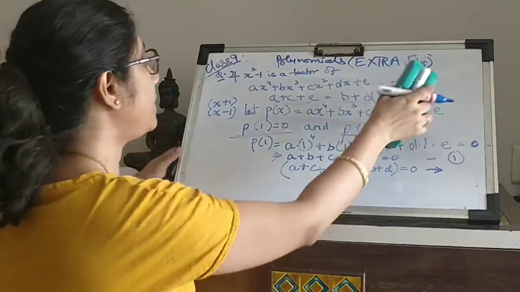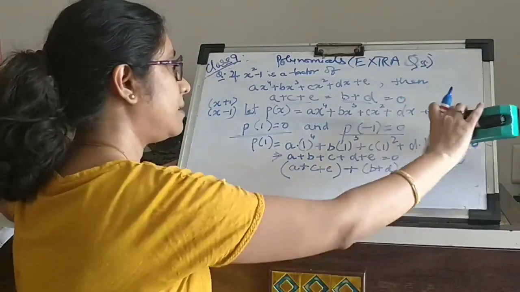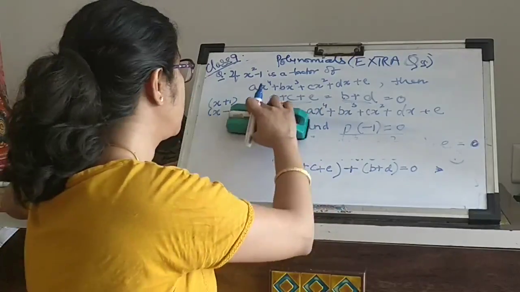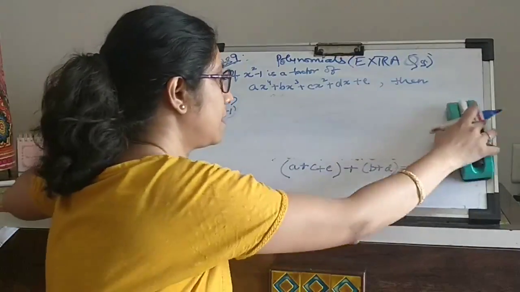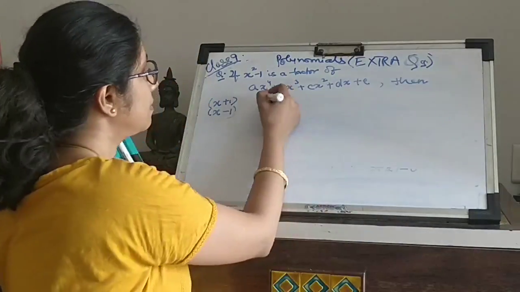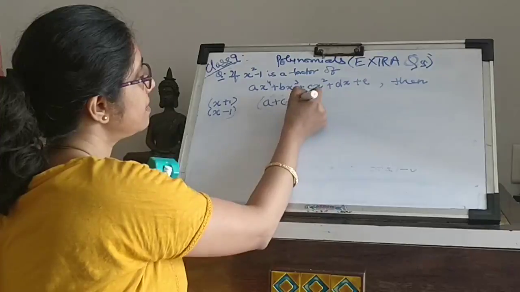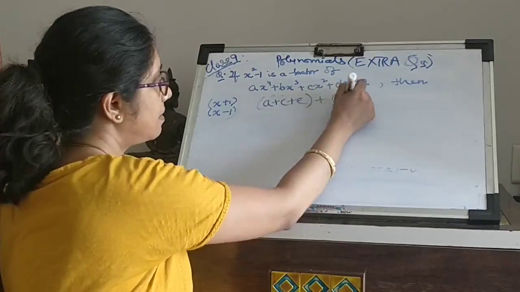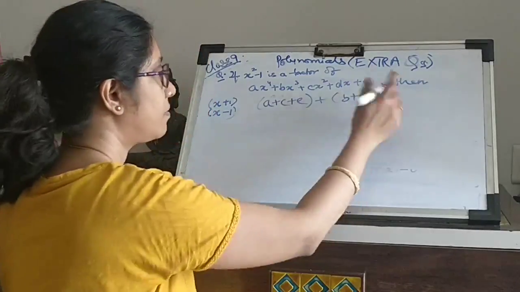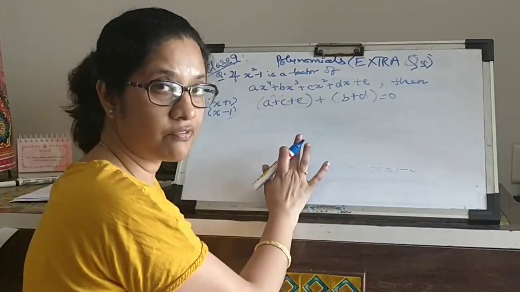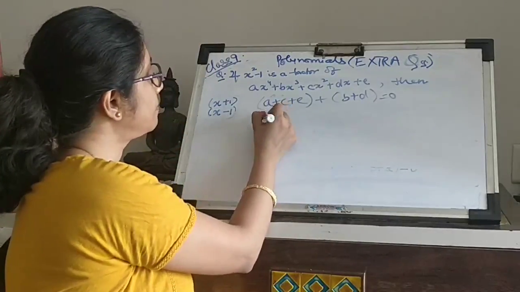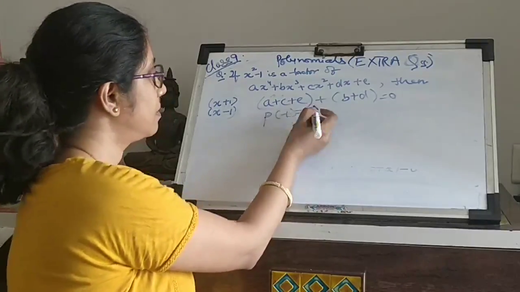Okay, I'll just simply, I need this. So what I'm going to do is, what we have with us is A plus C plus E plus B plus D is 0, derived from the fact that P of 1 is 0. Now we're going to use P of minus 1 is 0. Let's see what I get from here.